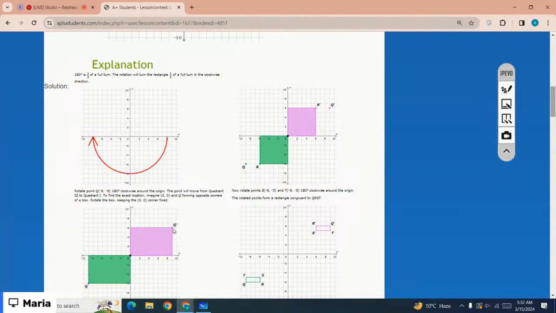To find the exact location, imagine the origin (0, 0) and Q forming opposite corners of a box, and rotate the box keeping the (0, 0) corner fixed. So you have to keep this point fixed. You have to just rotate Q like this, right?